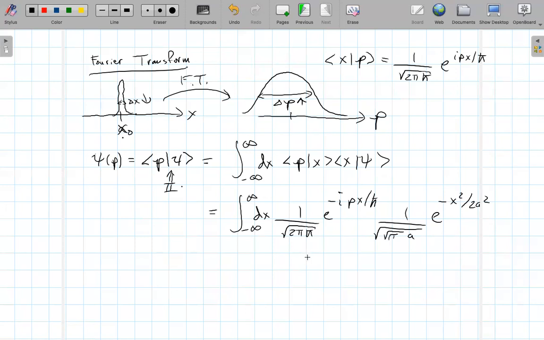There. Good. So let's put all the prefactor together. This becomes 1 over the square root of 2 times pi to the 3/2 times a times h bar. So that's all my prefactor. Ugly prefactor, but it's a prefactor. Then the integral from minus infinity to infinity of dx, e to the minus x squared divided by 2a squared minus i px divided by h bar.